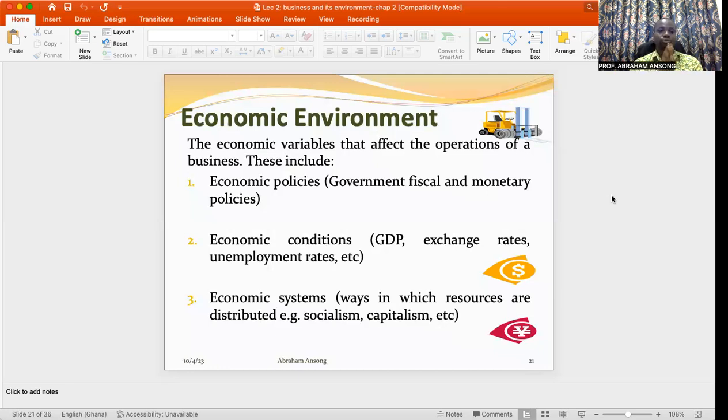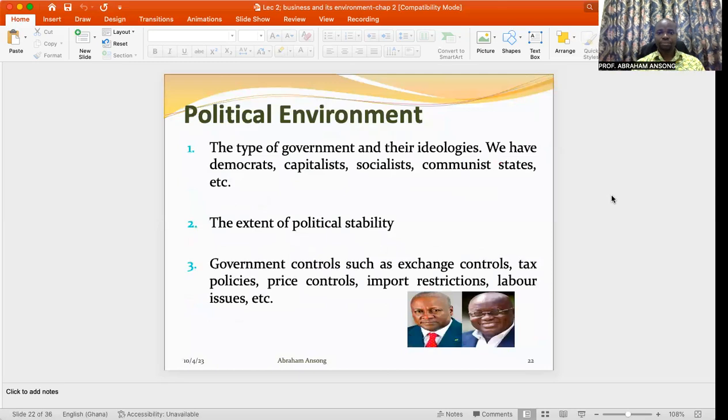So if you want to do international business, you want to also pay attention to the economic systems of various countries before you start investing in those countries. Then we have the political environments. Yes, all the major things in the external environment, these guys have the ability to control that, the politicians, all right? So you want to pay attention to the political environment.